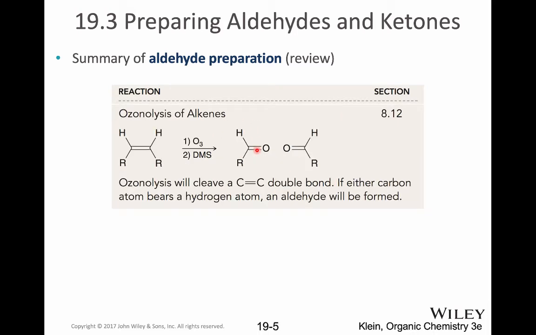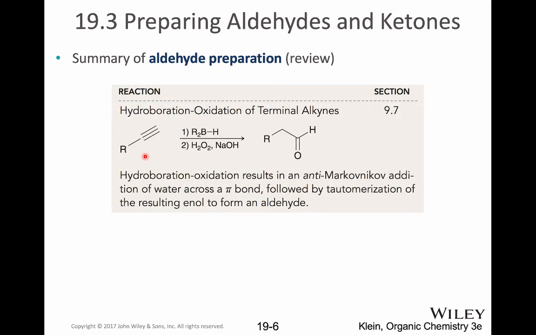You can also make aldehydes and ketones by ozonolysis of an alkene, followed by reducing conditions to cleave the double bond via ozonolysis. You could also do a hydroboration-oxidation sequence of terminal alkynes to give you the aldehyde. So this is where you add H2O across the triple bond in an anti-Markovnikov fashion. That leads to the enol, which then tautomerizes to the aldehyde in this case. So the OH would be here, and that's how you get to the aldehyde there.